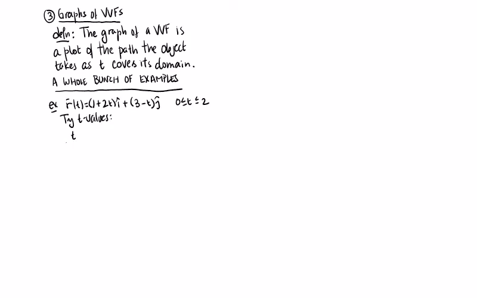I will take a bunch of t's, just not too many, maybe 3 or 4. I will find r of t, and then write down what point this is. So we'll do 0, 1, and 2. We'll just do 3. It'll be easy. So r of 0, when I plug that in, I get 1i plus 3j. I think of this as the point 1, 3. When we plug in 1, we get 3i plus 2j. That's 3, 2. When we plug in 2, we get 5i plus 1j.